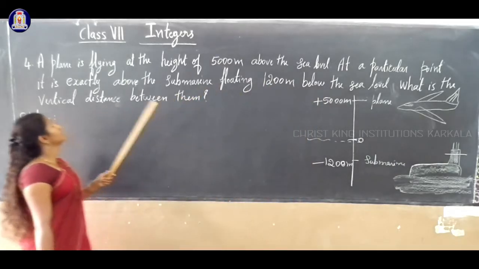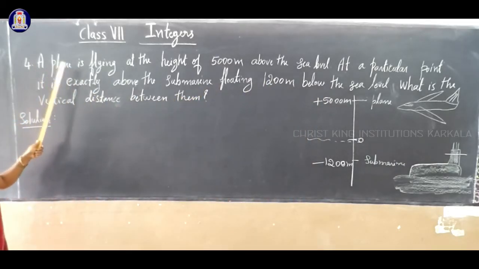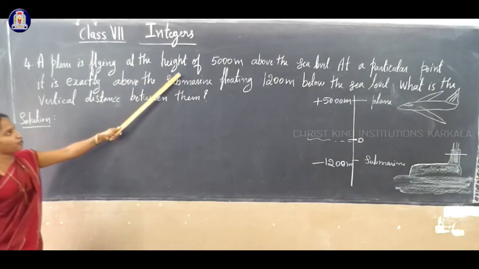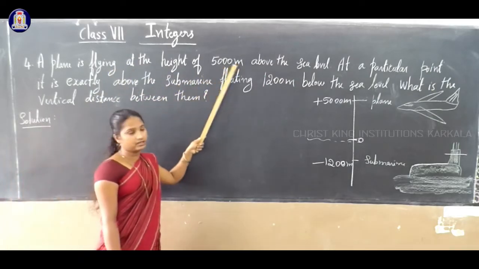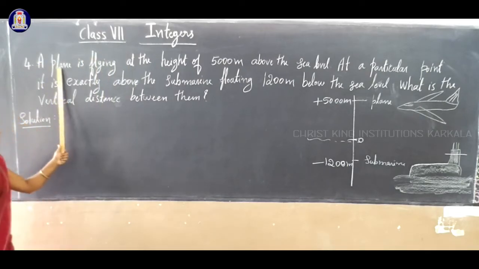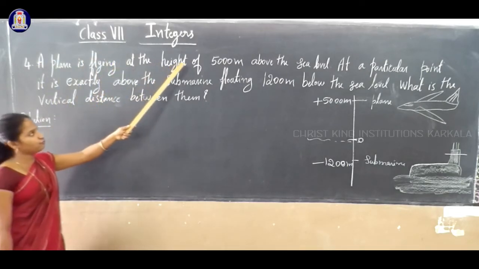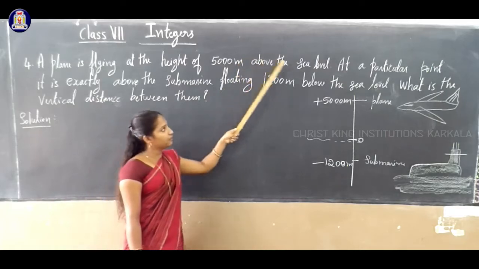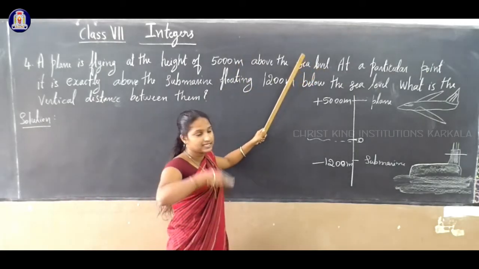See here. Fourth question. A plane is flying at a height of 5000 meters above the sea level.